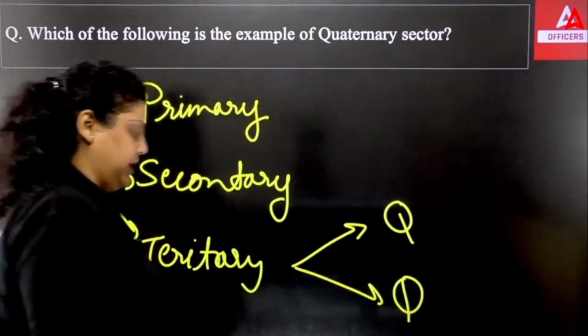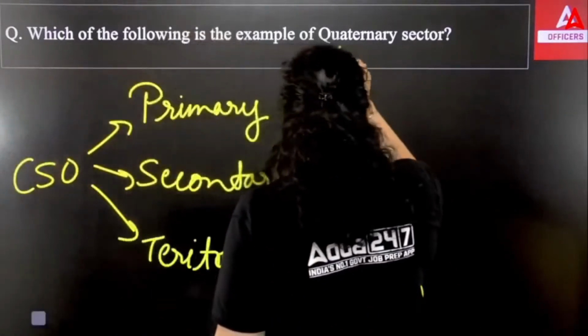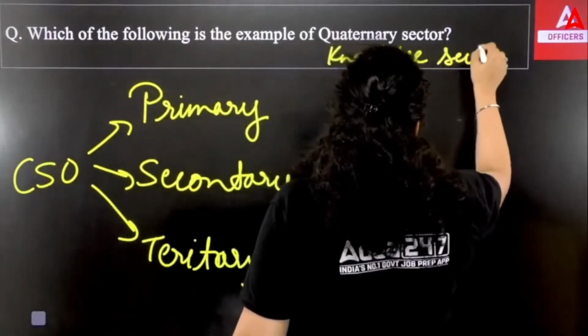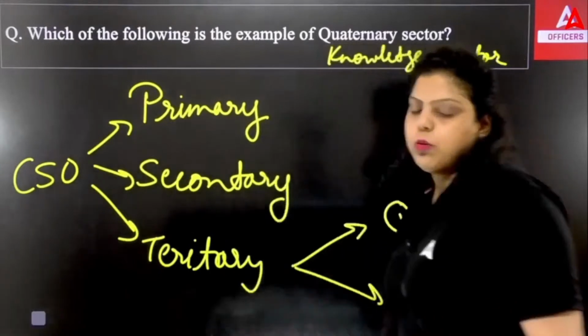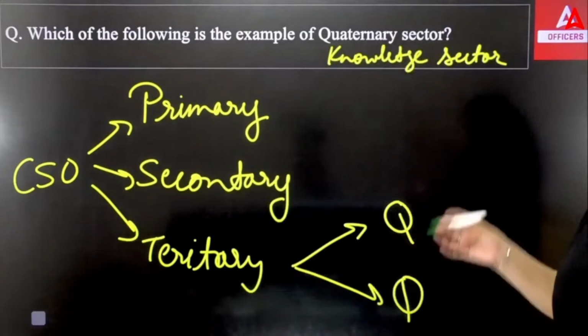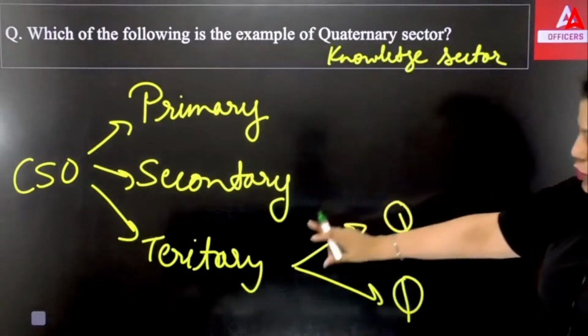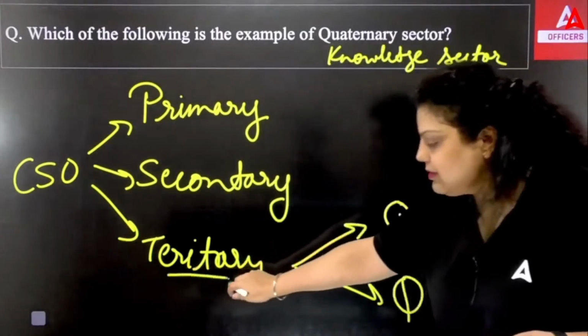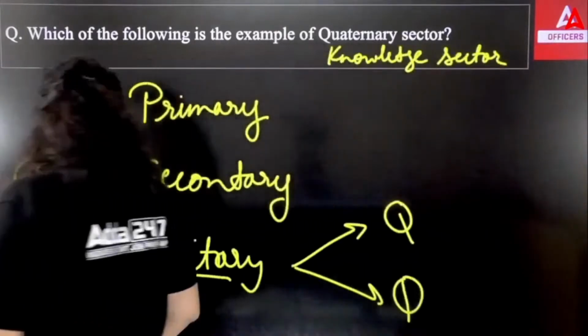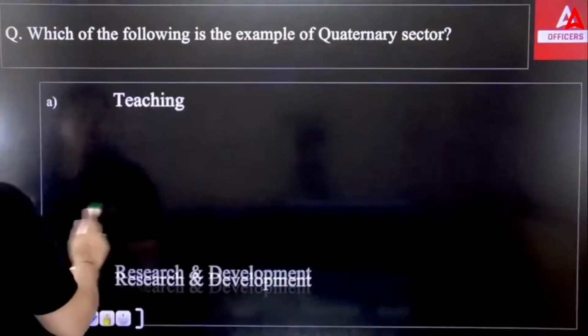If I talk about the quaternary sector, this is also known as a knowledge sector. You can call it a knowledge sector. So this is your knowledge sector, the quaternary sector we are talking about. So which of the following is the example of quaternary sector? You have to answer. Do make sure it's a subsector of the tertiary sector. So only services will be covered under the quaternary sector, and those services which belong to the knowledge sector.